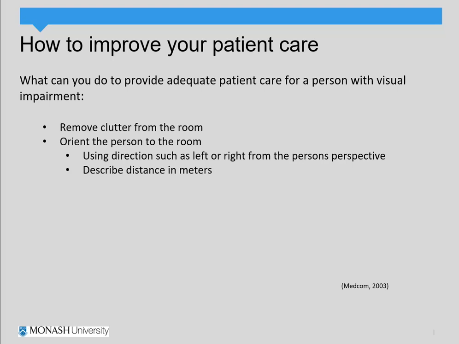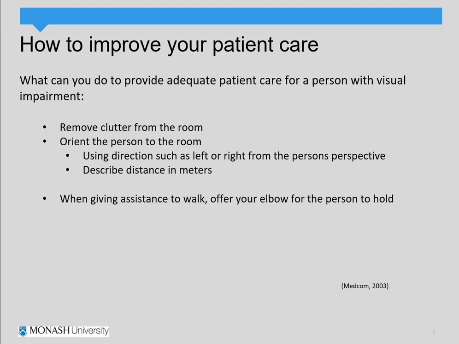So when we are using directions to describe the room, it needs to be from the perspective of the person that you're interacting with, and you should describe distance in meters. People who have a visual impairment are taught to have an idea of distance in terms of meters, and so they'll know actually how many steps they need to take. And so if you can actually describe things in meters, and from their perspective, they'll actually have some idea of physically what's in the room.